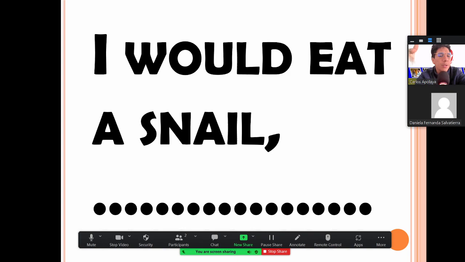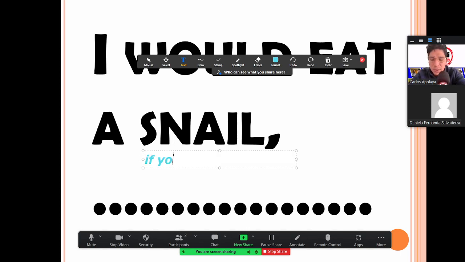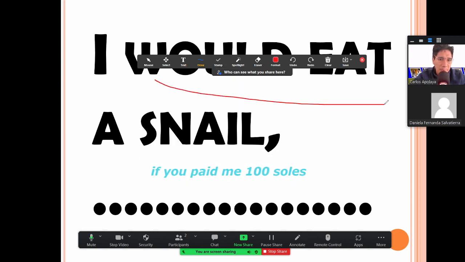¿Tú comerías un caracol si no tuviese? ¿Cómo diría? Yo comería un caracol si me pagasen. Si tú me pagases, a ver, 100 soles, Ardi, si tú me pagases. If you paid, if you pay me 100 soles. Ok, recuerda esto, Danny. Tienes que escribir siempre en pasado si tu condición está con would. Ok, don't forget about that.